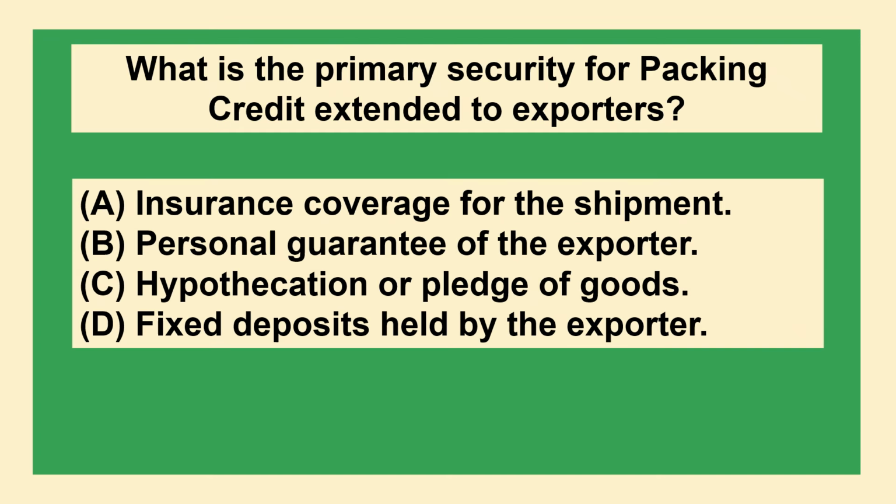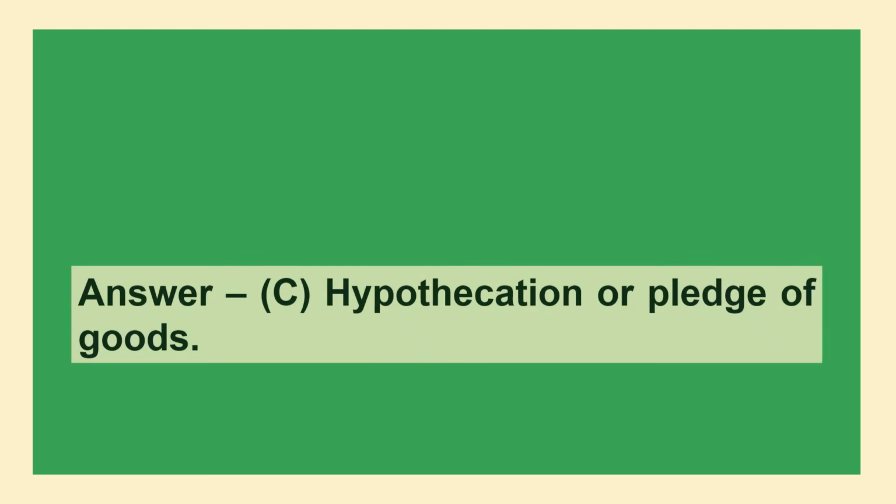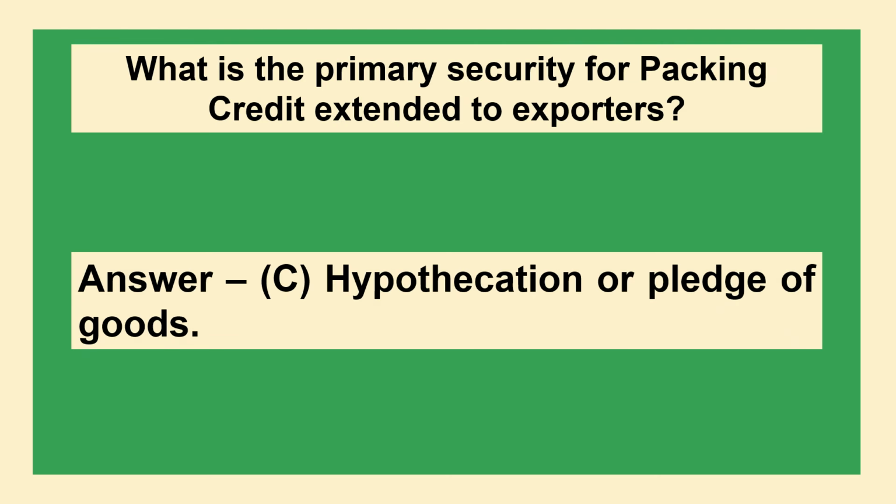What is the primary security for packing credit extended to exporters? Option A, insurance coverage for the shipment. Option B, personal guarantee of the exporter. Option C, hypothecation or pledge of goods. Option D, fixed deposits held by the exporter. The answer is option C, hypothecation or pledge of goods.